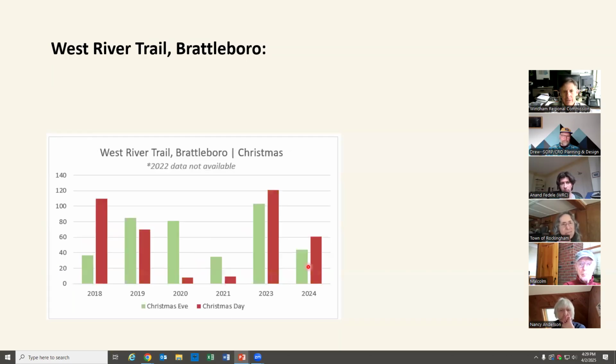We've got data on Christmas time. 2020 and 2021 were both storms on Christmas Day. So very few people are walking out there on Christmas Day. Christmas Eve was nicer weather, the lighter green bar, so there are more people out that day.